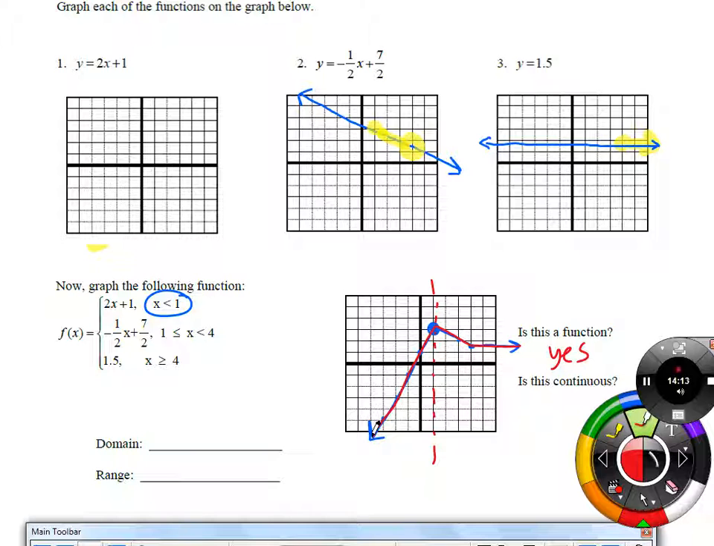So ours is continuous because we don't have to pick up our pencil. But these piecewise functions could very well be discontinuous. Yes?